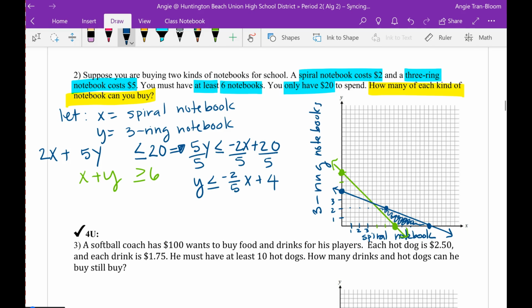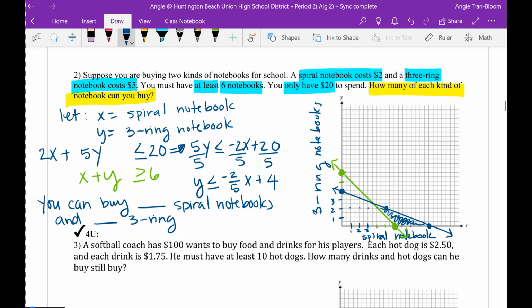All right. Then you're going to write a complete sentence to answer the question. How many of each kind of notebook can you buy? You can buy blank spiral notebooks and blank 3-ring notebooks. Okay, fill it in. Then I'm going to call on you to give me your answer to see if it makes sense. Can you have negative numbers on those? No, so fill that in.